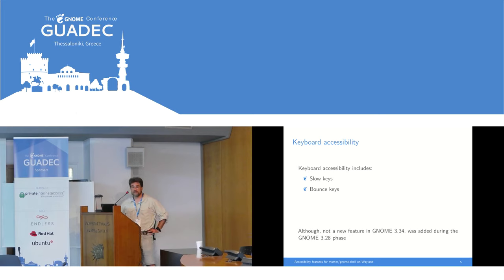There's bounce keys, which is if you type the same key twice within a certain amount of time, the second one is ignored. You have to type very slowly so that you don't mistype characters. Then you have sticky keys, which is for modifiers. If you press your usual shift or control key, it's going to affect the next key press rather than having to press two keys at the same time, which can be challenging. And there's toggle keys, which is basically emitting a sound whenever those modifiers change.